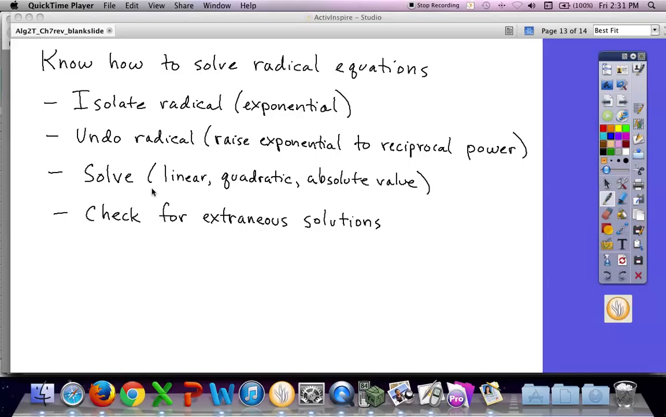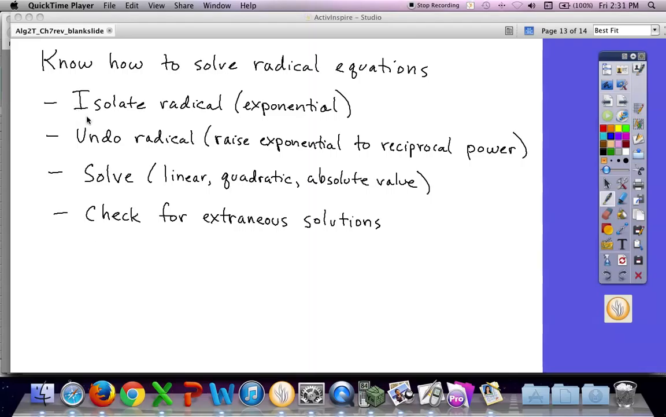Which is how do we solve radical equations? And these are the steps. If you get to the radical equation, any place you can start and just show a little something, you get partial credit for, right? If the only thing you could do is isolate, there's something you get credit for. So just try. But isolate, undo, solve, and check.